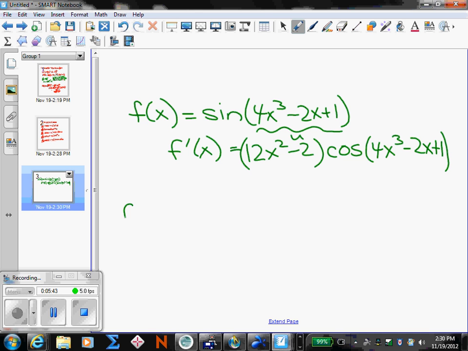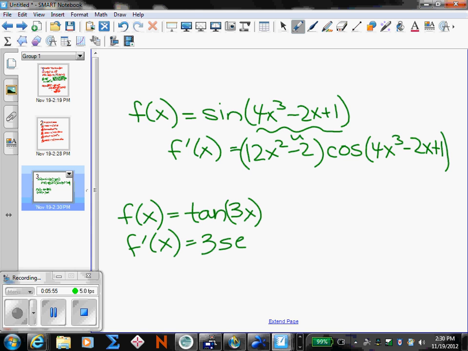And it works the same for all of your trig functions. So if it's tangent of 3x, then the derivative will be 3 secant squared 3x. U prime secant squared u. Follow the formula. Your u will always be whatever the trig function is of.